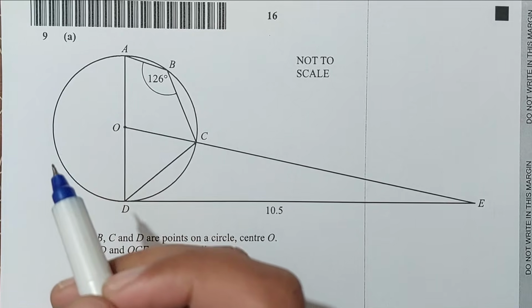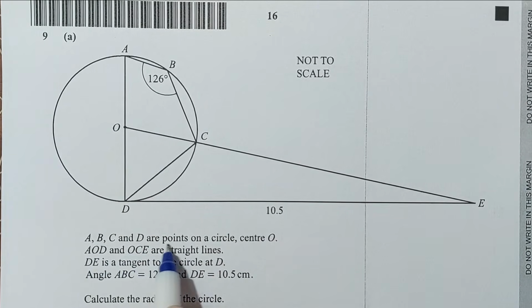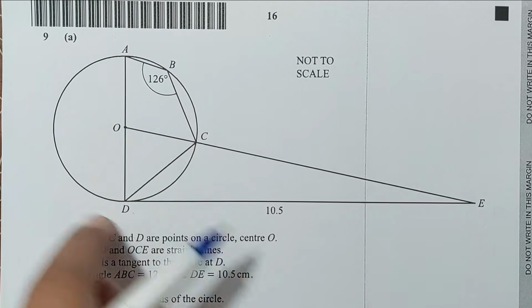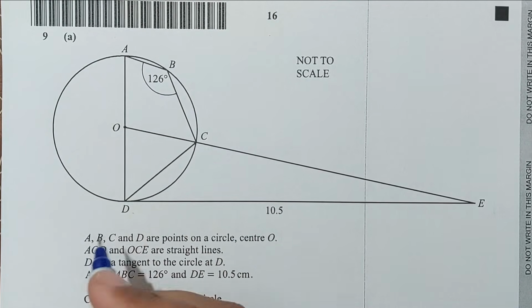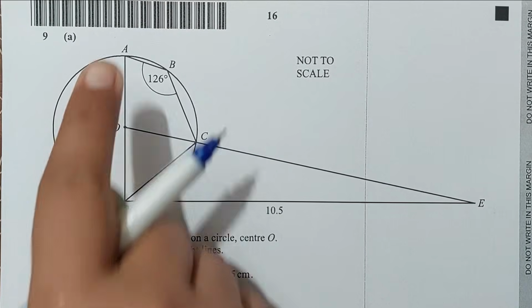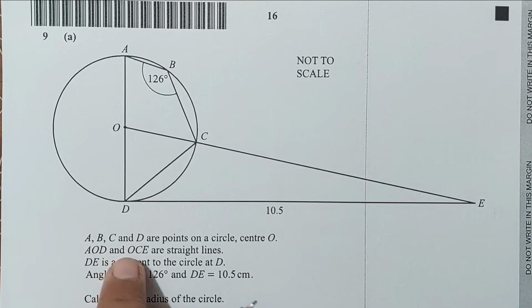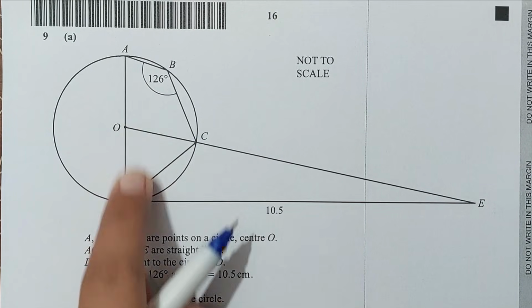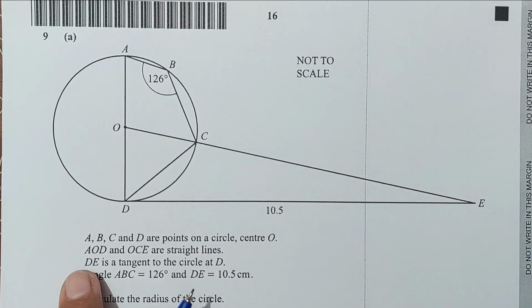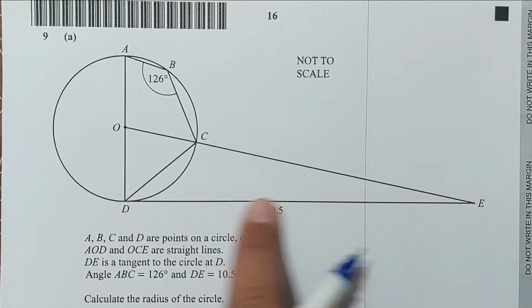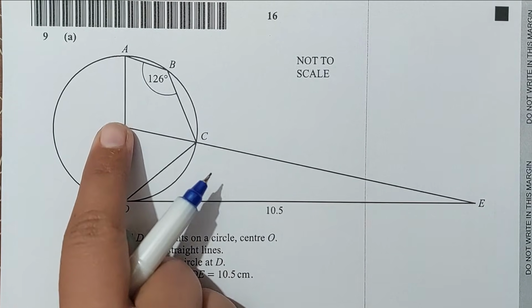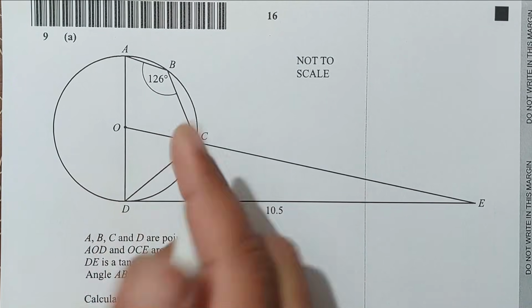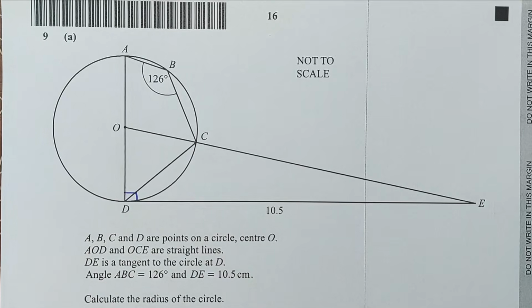Question number 9, part A. A, B, C and D are points on the circle with center O. These are points on the circumference of a circle having center O. AOD and OCE are straight lines. All right. DE, D to E, is the tangent to the circle at point D. A tangent is always perpendicular to the diameter or radius of the circle. This is a right angle.